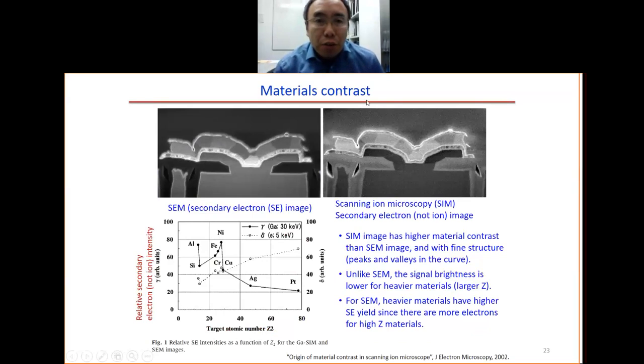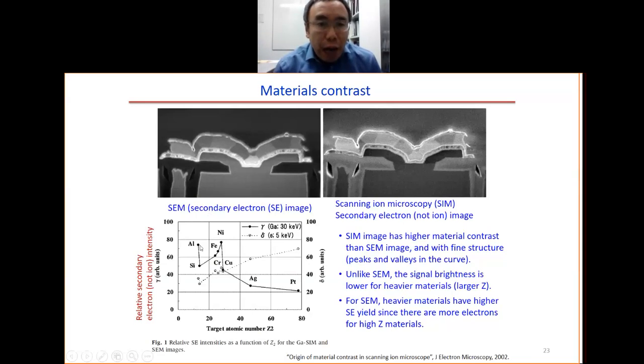Okay, the material contrast. So we know that for the case of SEM imaging, this is the yield of the secondary electrons. For SEM imaging, you can see the higher the atomic number, the higher the yield of the secondary electrons, as you can see here. And from this image, you can roughly see that this metal here has a higher atomic number than the material surrounding it.